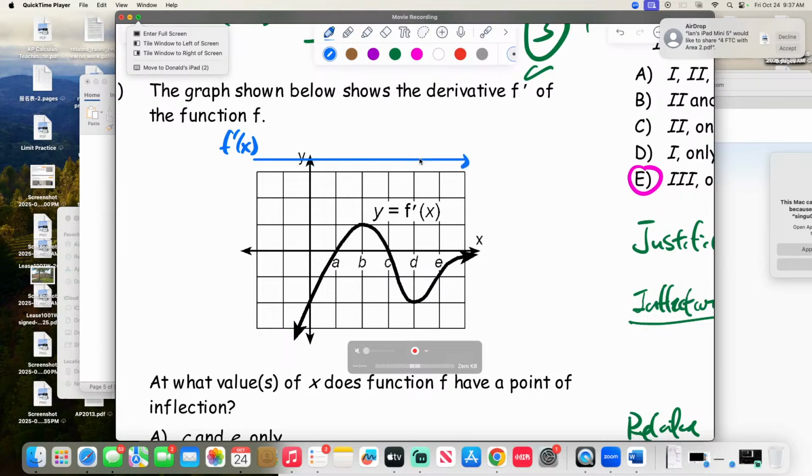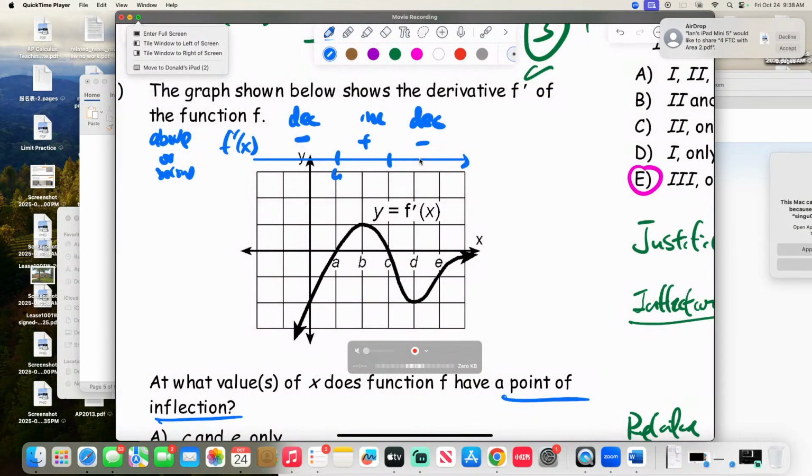Basically you are looking for above or below, right? This is below, this is minus, this is C, this is plus, and this is minus. And this tells me it is decreasing, increasing, decreasing. However, that doesn't help me solve the problem. Points of inflection need another type of number line. The second number line is based on this. So this is a number line for f double prime of x.